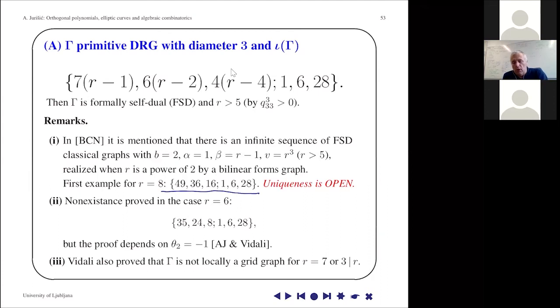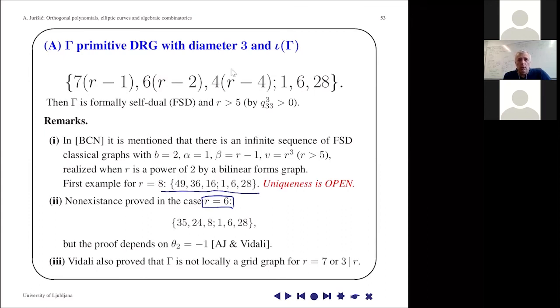But since we have a smaller one, let's see what is with R equal to 6, which is a composite, a product of 2 primes. And it turned out that another student of mine, Janusz Vidali, who already finished, and I proved that this graph doesn't exist, and the proof actually depended on theta, the second eigenvalue, being equal to -1, or in other words, that there are some kind of perfect codes there, and these perfect codes and the structure actually remind us of these antipodal graphs, and when we used all this, we proved non-existence.